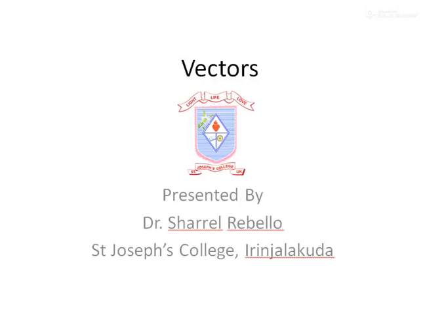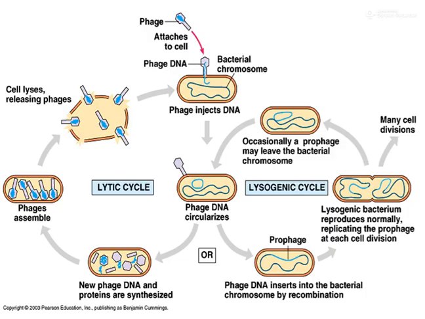We are continuing with vectors. Previously, we had discussed the plasmid vectors, and today we will finish the remaining types of vectors which can be used in genetic engineering. If you consider a bacteriophage, we know that it can do both a lytic cycle and a lysogenic cycle. What is a bacteriophage?